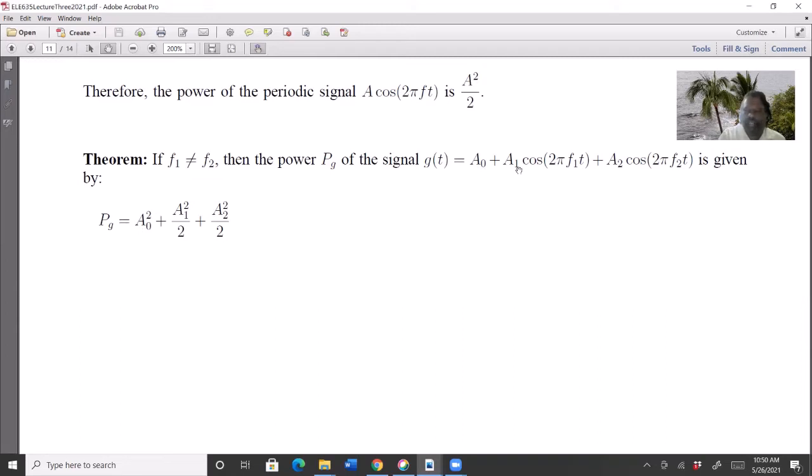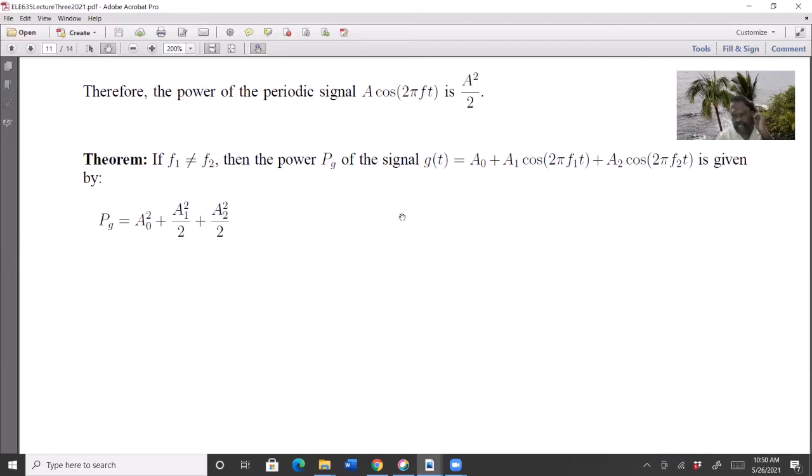And then for this one, it is A1 square over 2. For this, it is A2 square over 2. So you can do this as long as these two numbers are different. Another important thing is, suppose the numbers are the same, but this is cosine and this is sine. Again, you can do this.